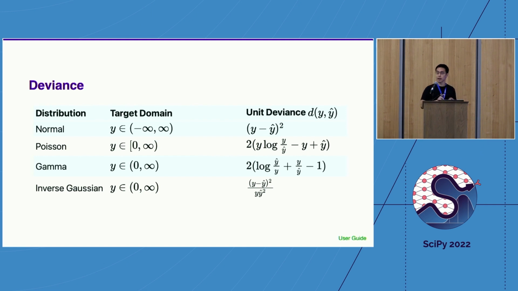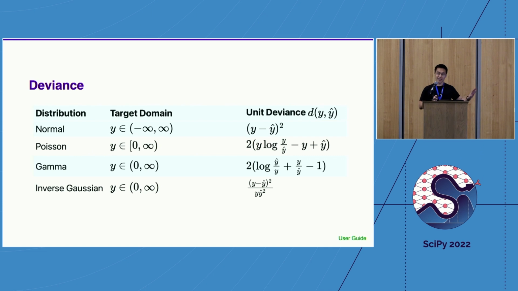Now, like I said, the deviance depends on the distribution you're targeting. So for traditional models like ridge, it's targeting the normal distribution, so the target domain is from negative infinity to infinity, and the deviance becomes the normal squared loss. But in our case, where we have Poisson, our target domain is from 0 to infinity. There's no such thing as negative counts. So the domain is from 0 to infinity, and we have a different unit deviance. So it's a different optimization problem for Poisson.